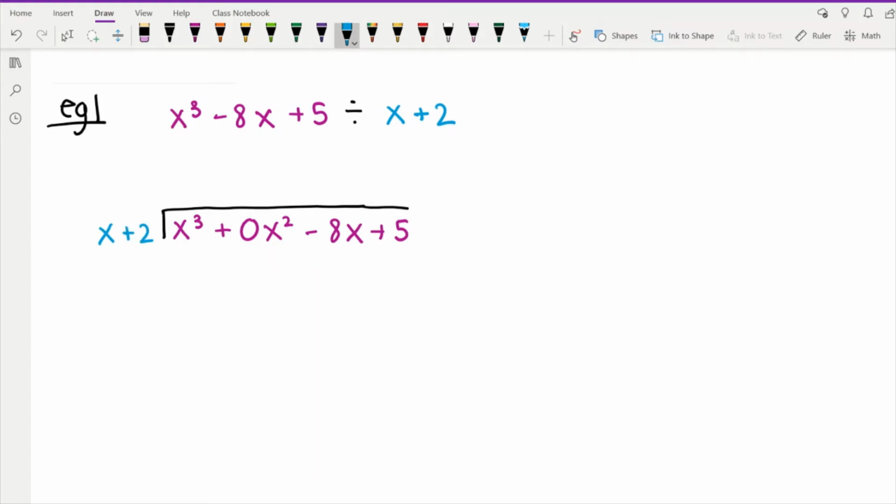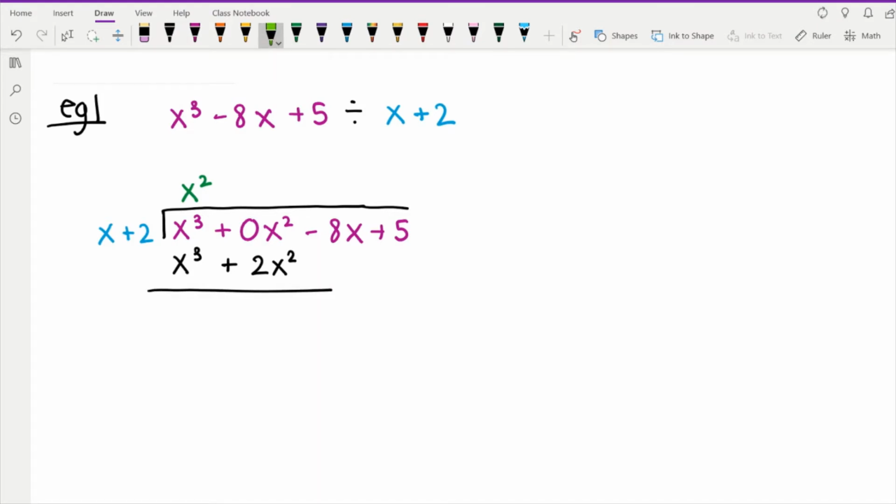Okay, so let's remember how this process works. The first thing we want to do is divide x into x cubed. So x cubed divided by x is x squared. The next thing we want to do is take x squared and multiply it with x plus 2 and then write the results below. So x squared times x plus 2 is going to give us x cubed plus 2x squared. So that's why it's important, right, that we have this 0x squared there. That way things will line up correctly when we do the subtraction step.